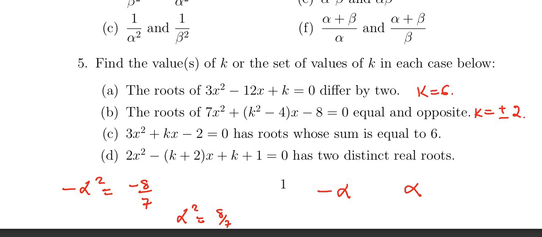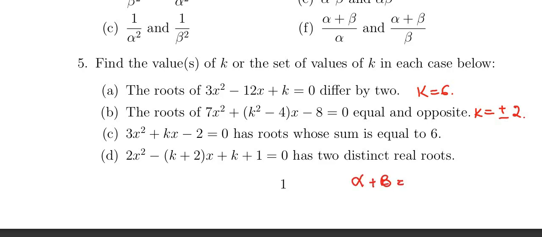Then the number c, so 5c, they are saying this thing has two roots whose sum is equal to 6. So we don't know what alpha is and also don't know what beta is, but whenever we add them we should get a 6. And we know summation is that alpha plus beta is equal to what? Is equal to negative b over a.